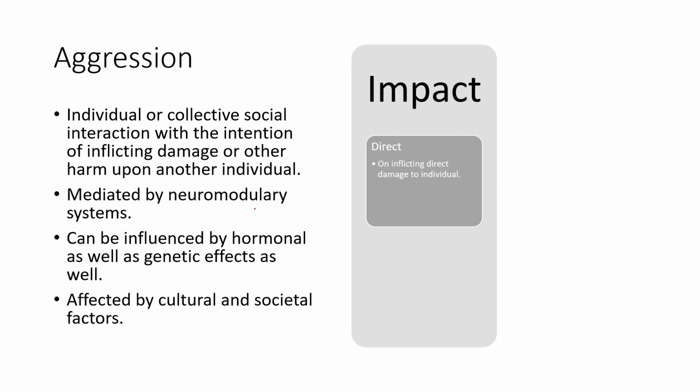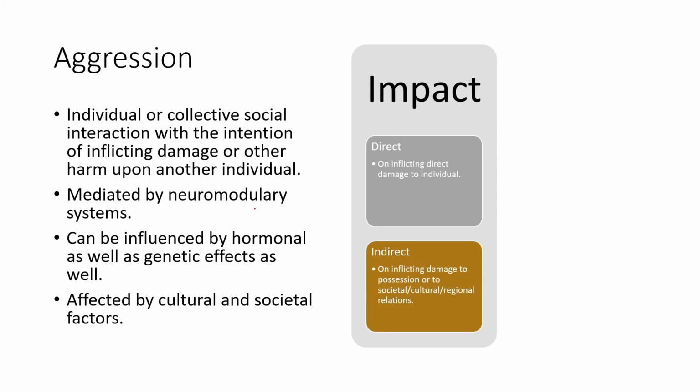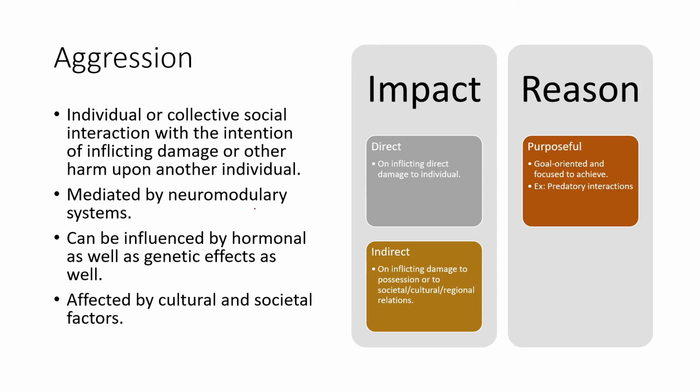It can be direct, that is inflicting direct damage, or it could be indirect. Sometimes you get aggressive when someone touches your stuff, or takes your position. So that sort of interaction is also a reason for aggression, or the impact of aggression also comes from there. So what are the reasons for aggression?